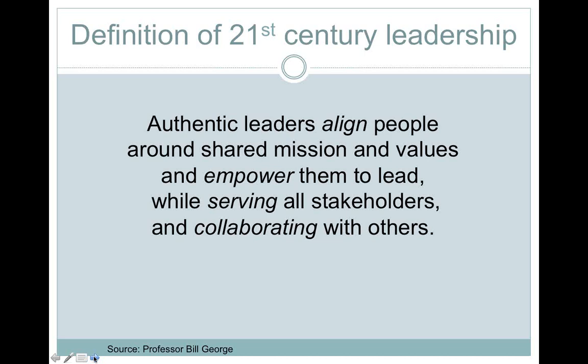He's saying great leaders look beyond selfishness. They have a purpose that is beyond themselves. And if you have a purpose beyond yourself, you need to serve all stakeholders. And then collaboration, particularly in the kind of complex world we're in, is a very important part of authentic leadership.